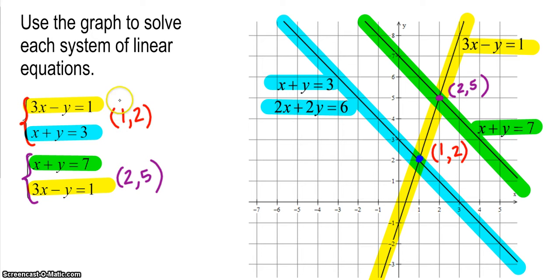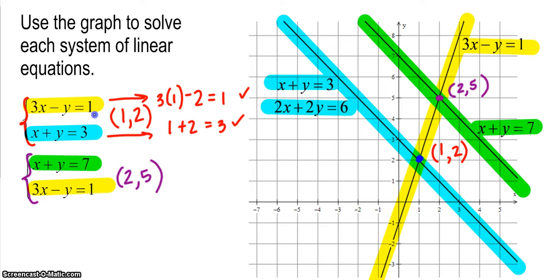If I put a 1 in for x and a 2 in for y, it makes the first equation true. 3 minus 2 is 1. If I put a 1 in for x and a 2 in for y, it makes the second equation true. This ordered pair is the solution because it creates a true situation for both equations. It's the point that both lines share.